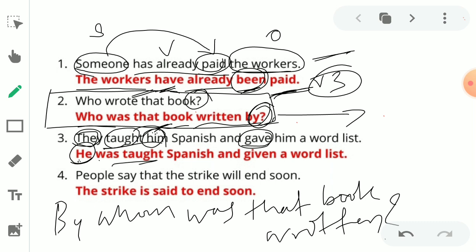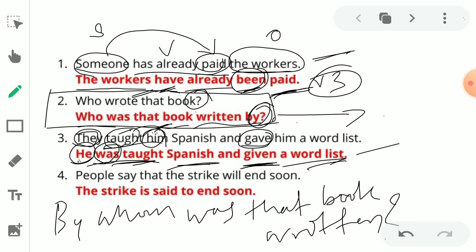He was taught, because of the tense form. Teach, taught, taught. So taught is the V2 form, and the V3 form of taught is taught only. He was taught because the tense form is simple past, so he was taught Spanish. And given: so we have written the helping verb and we have to write the main verb in V3 form. The V3 form of gave is given. A word list. This is the way the sentence has to be written.